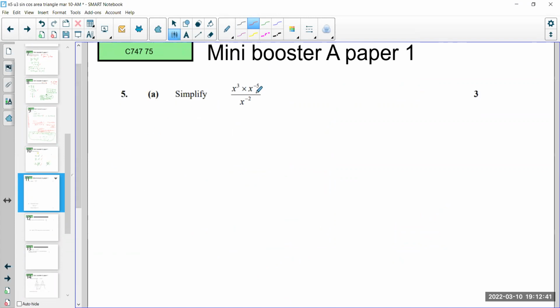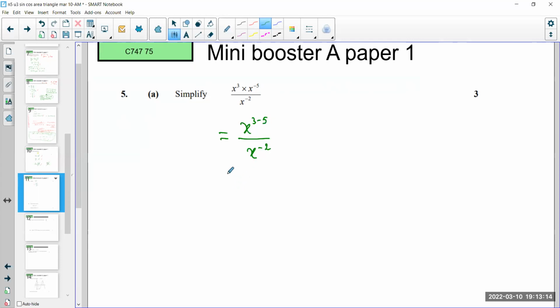You've been asked to do x cubed times x to the power of minus 5, divided by x to the power negative 2. Laws of indices: same base, different indices, I can add them up. So to get your first mark, you would say this is equal to x to the power of 3 minus 5. I've just added 3 and negative 5, and I can leave that as x to the power of minus 2.